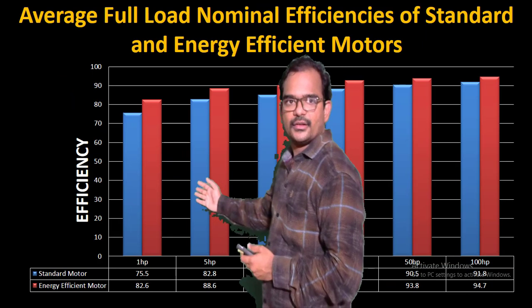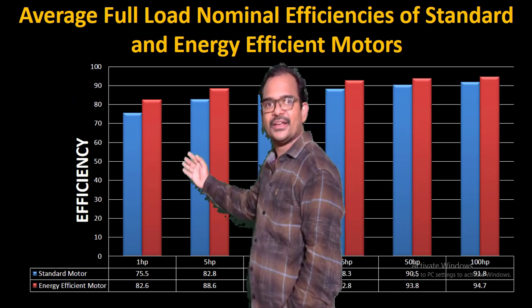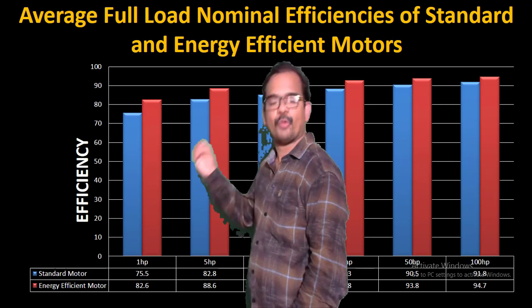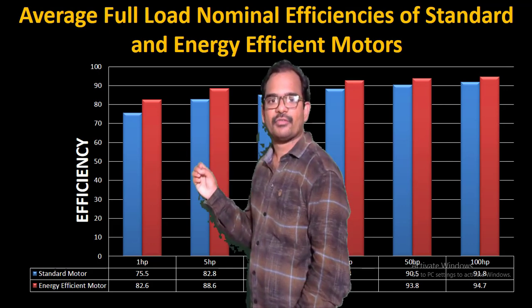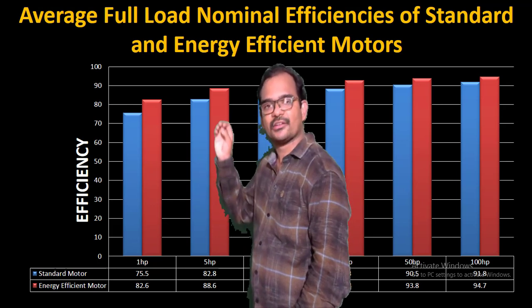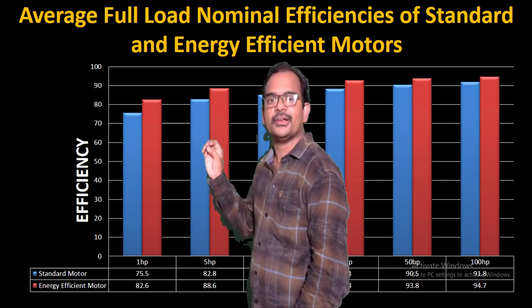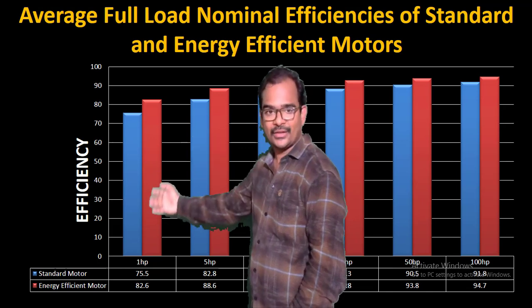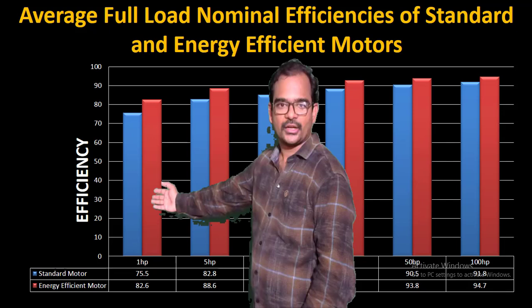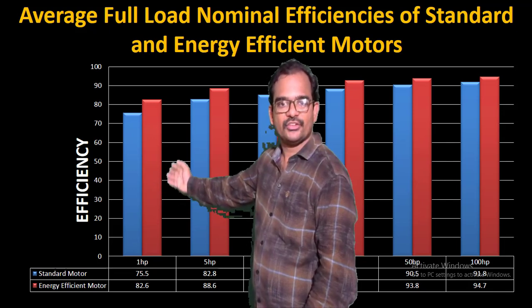Now let's see it here. The average full load nominal efficiencies of standard as well as the energy efficient motors. We have already seen that the efficiency of energy efficient motors will be 4 to 6% more than that of standard motors of the same kilowatt and HP ratings. Now let's see the table below. There is a standard motor of 1 HP. What is the efficiency of that?